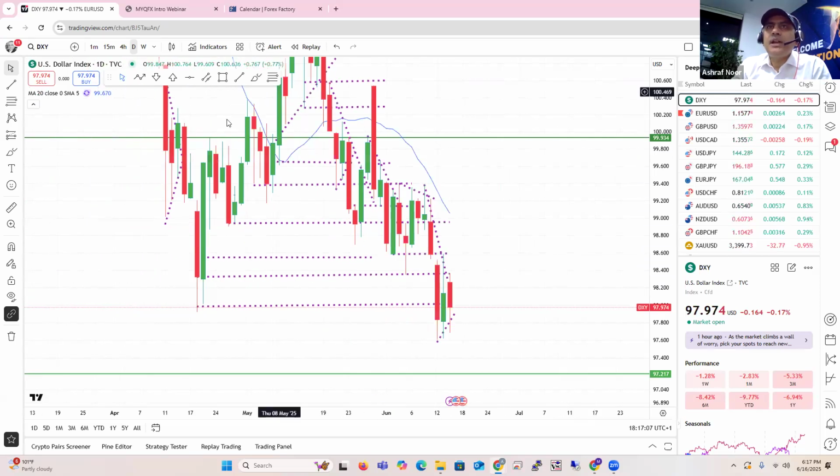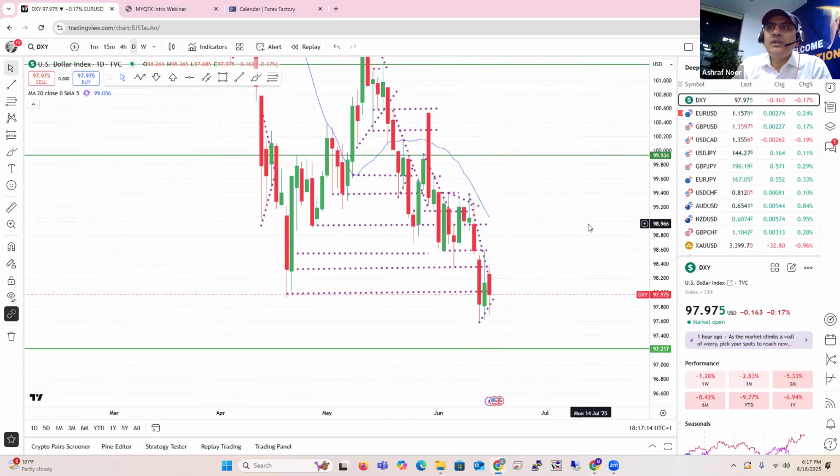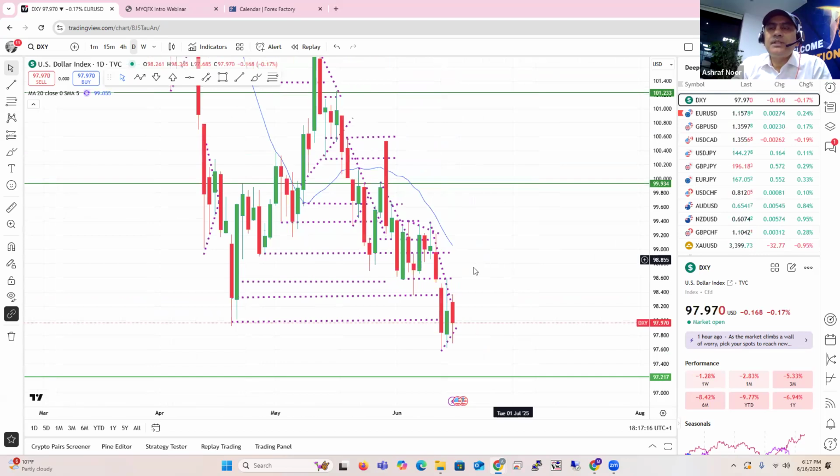All right, so we look at the dollar index, which basically gives us the direction of the dollar, which way the dollar is heading. Because we don't trade the dollar index, we trade mainly other pairs, which are basically the major pairs against the dollar. We take the bigger picture of the dollar, and then we take trades accordingly.